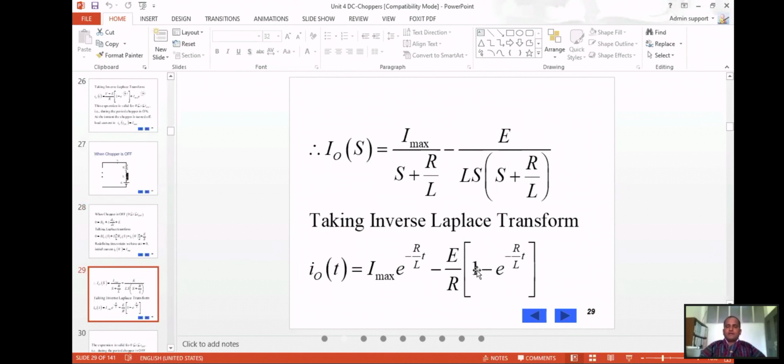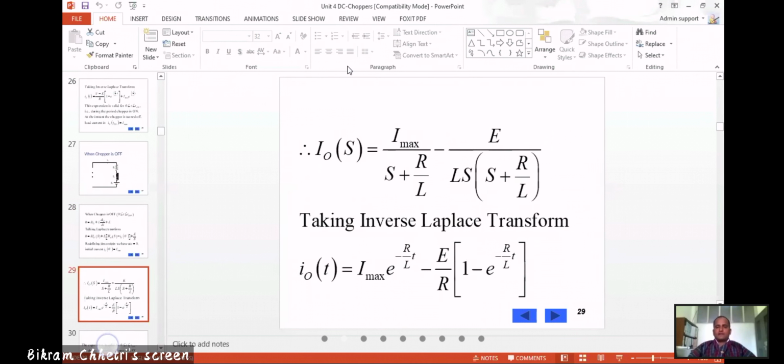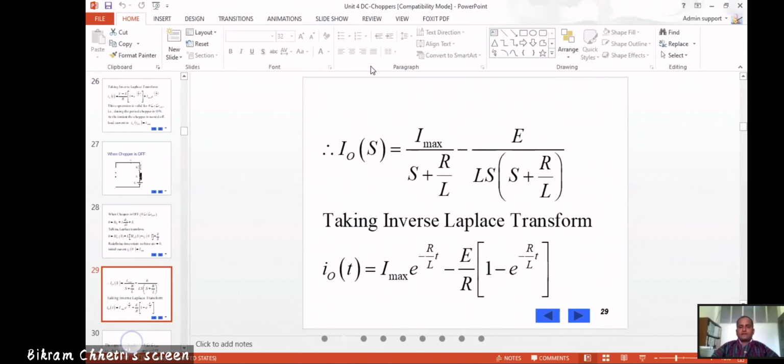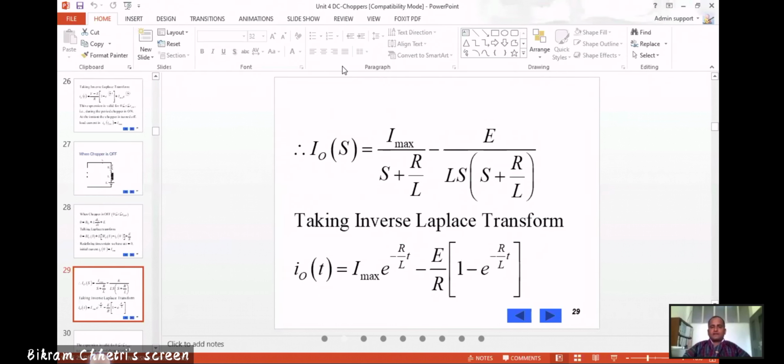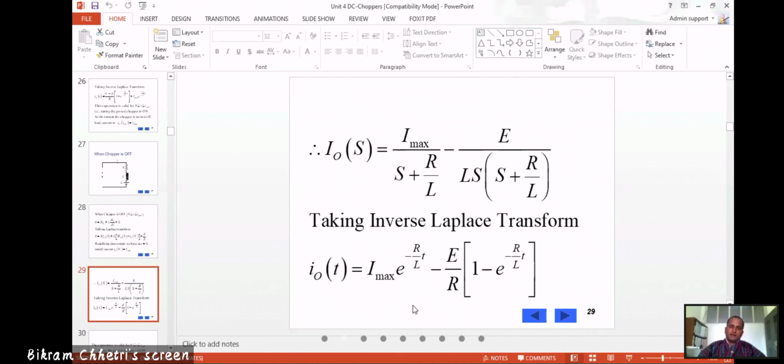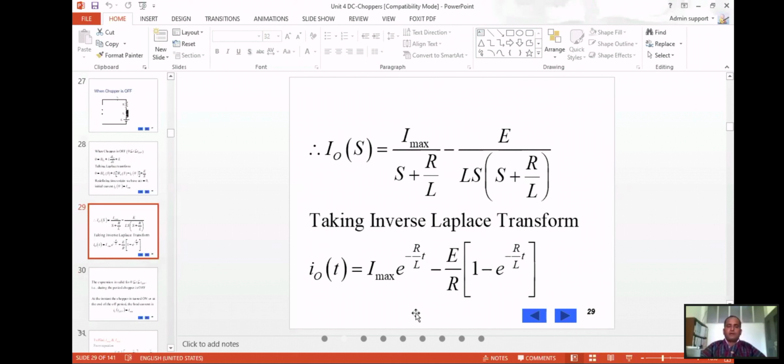And if you just solve this, taking the Laplace transformation and then the inverse Laplace transformation, you will get I naught t as I max times this expression, using the inverse Laplace transformations. So please, before looking at this PPT, try to solve it yourself and see whether you are able to do the Laplace transformation and inverse Laplace transformation or not.